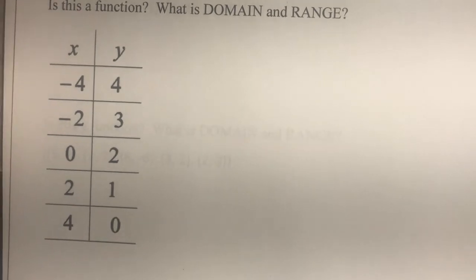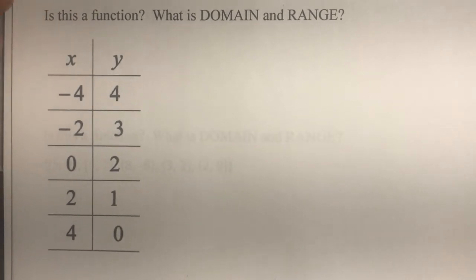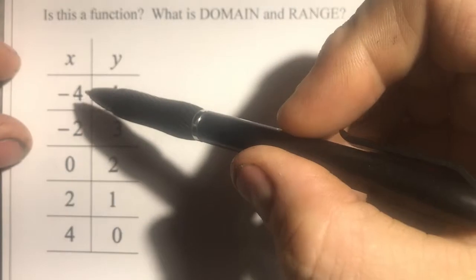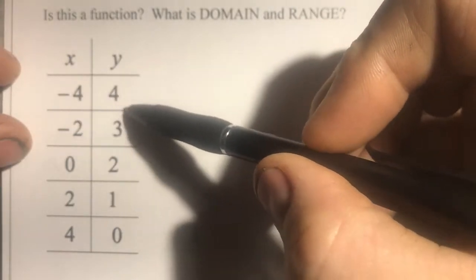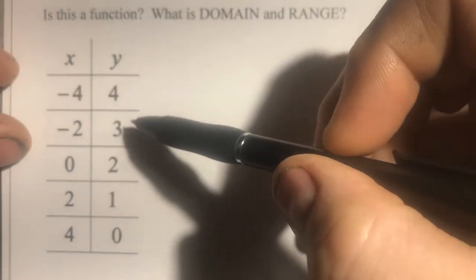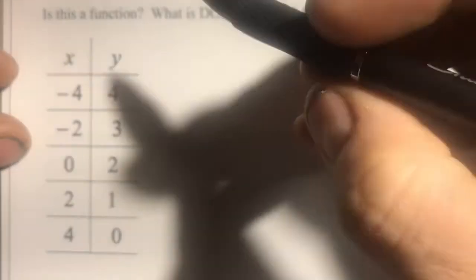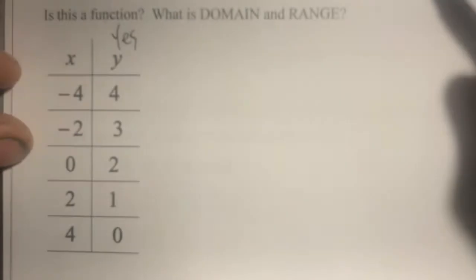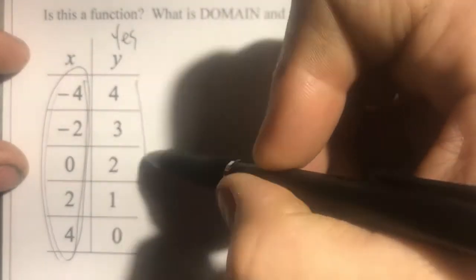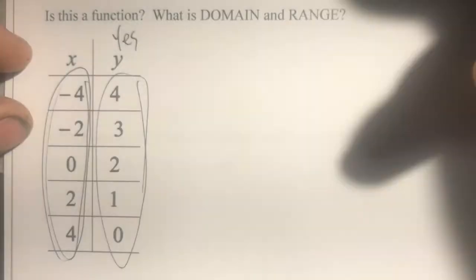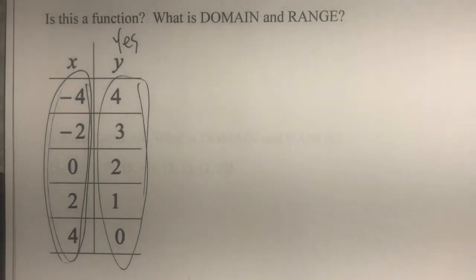What about this one? Is this table here a function? Let's see, I've got -4 paired up with 4. I don't see -4 paired up with anything else. -2, 0, 2, 4. Yes, this is a function. What's the domain? Here's my domain right here. And my range, here's my range right there. So I would list those out. I'll not write them.